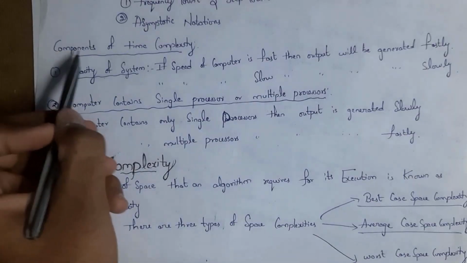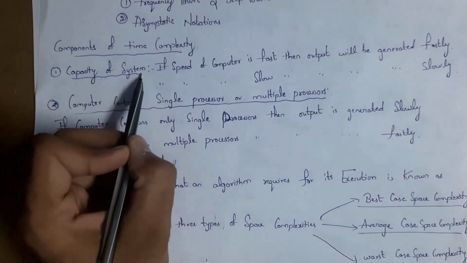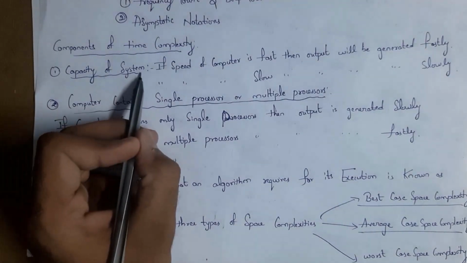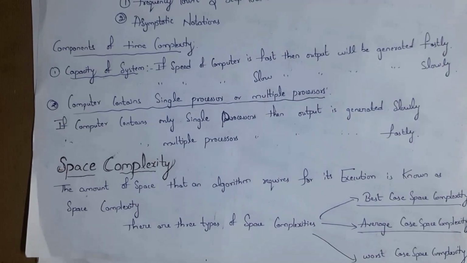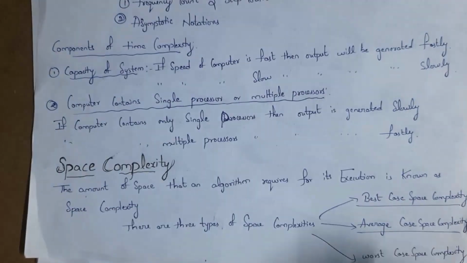Now I will explain components of time complexity. There are two components of time complexity. First one is capacity of system, and second one is computer containing single processor or multiple processors. I will explain first one, that is capacity of system. Capacity of system depends upon various factors such as RAM, processor, and type of Windows that we are using in the system, and so on. So if speed of computer is fast, then output will be generated fast, but if speed of computer is slow, then output will be generated slowly. This is known as capacity of system.